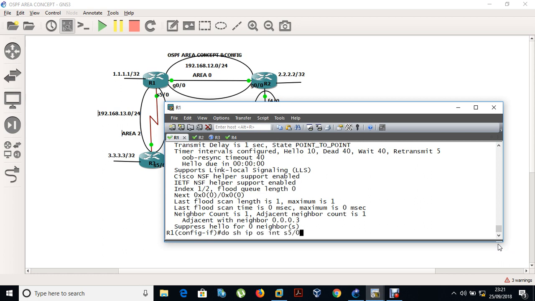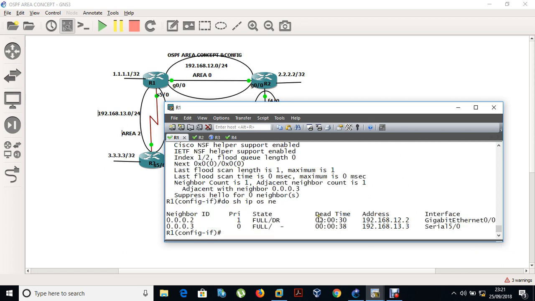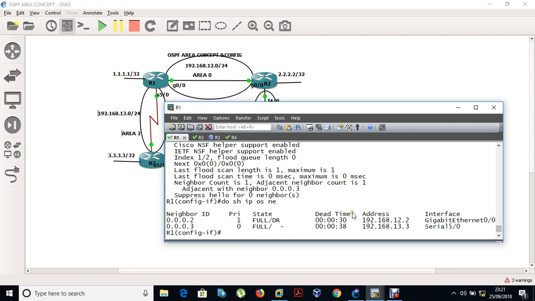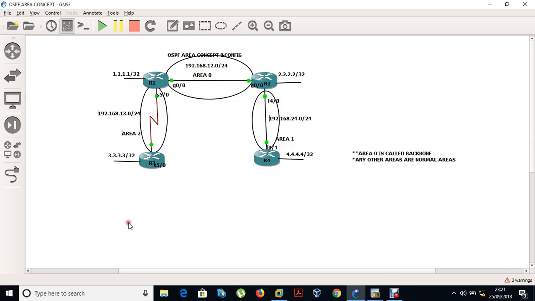Remember, I told you DR and BDR only exist in a broadcasting network, but in a point-to-point network, they do not exist. Now it's a serial, and on the serial, which is here, we don't have any broadcast concept. It's a point-to-point. That's why we don't have any concept of DR in here.